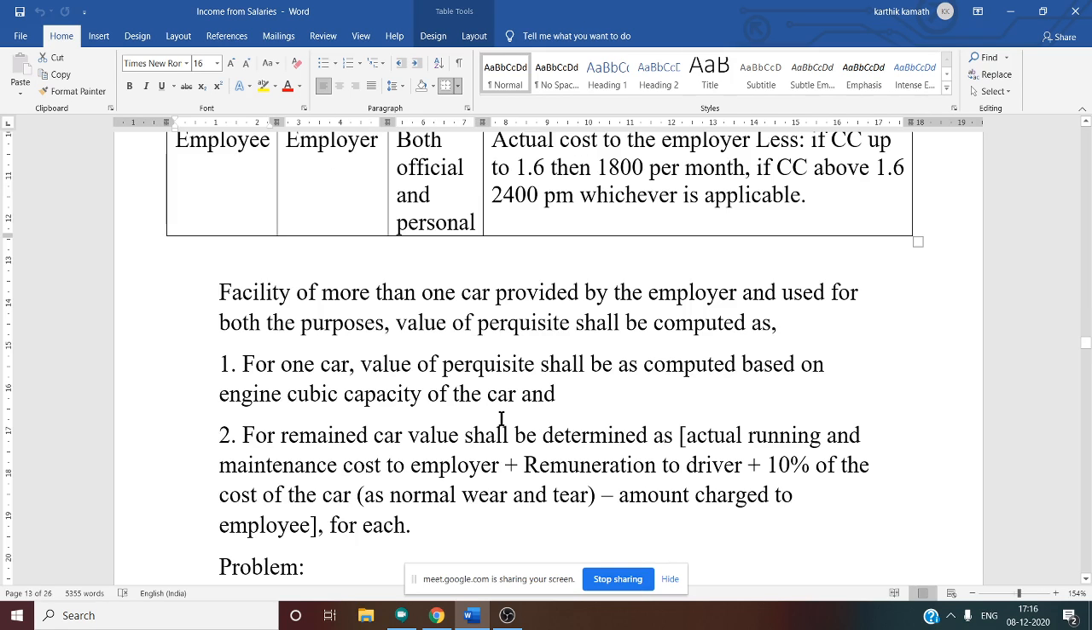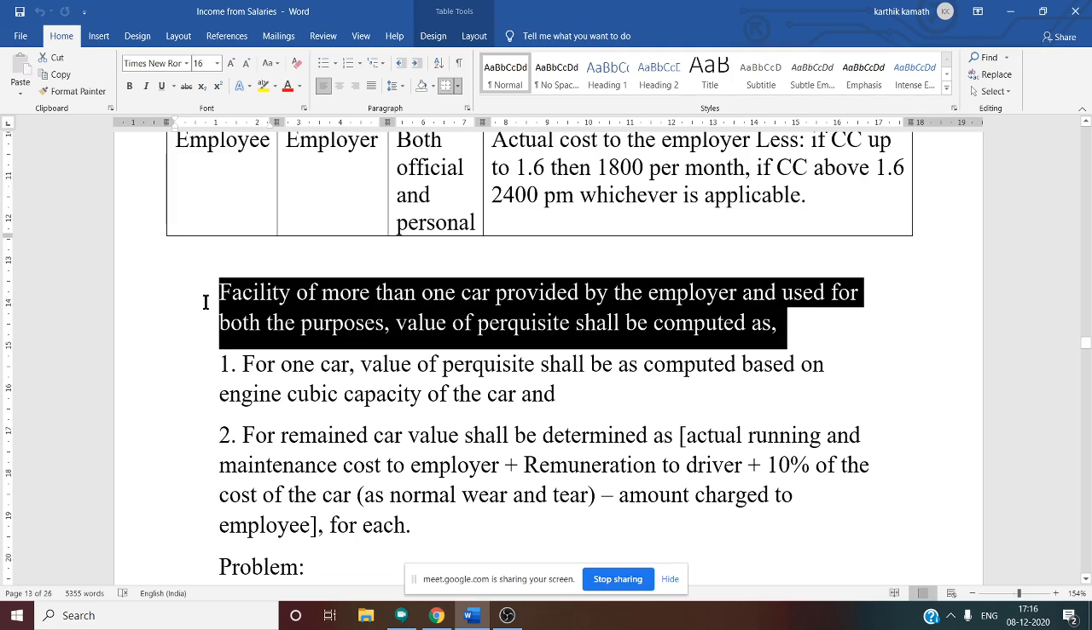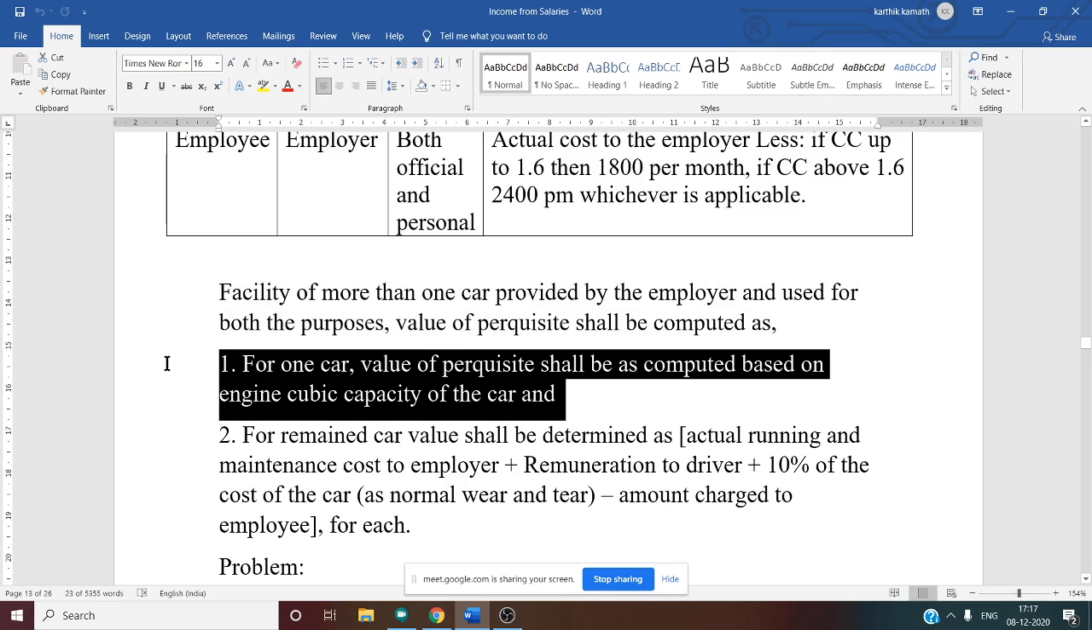Now you see, facility of more than one car provided by the employer and used for both the purposes, value of the perquisite shall be computed as follows. First one we will see, for one car the perquisite value is computed based on cubic capacity. That is nothing but statutory amount. So it may be 1800 or it may be 600 per month, or it may be 2400 or it may be 900 per month, depending upon whether the car is a big car or a small car.